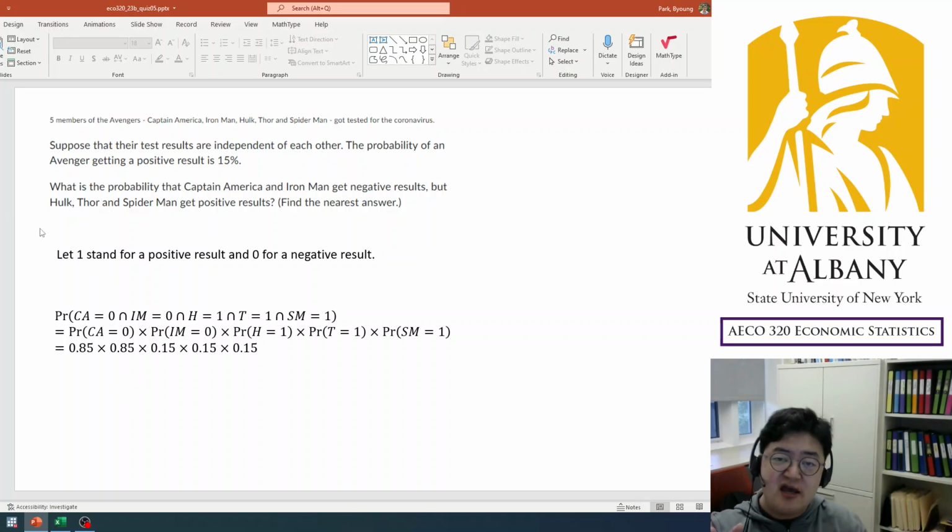And again, in here, you don't need to think about combination because I already specified the exact combination of who got positive, who got negative results, right? So that is the difference from binomial distribution probability.